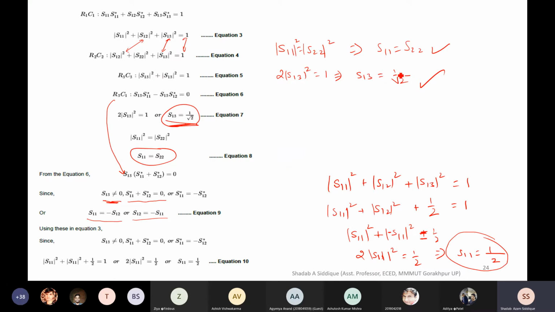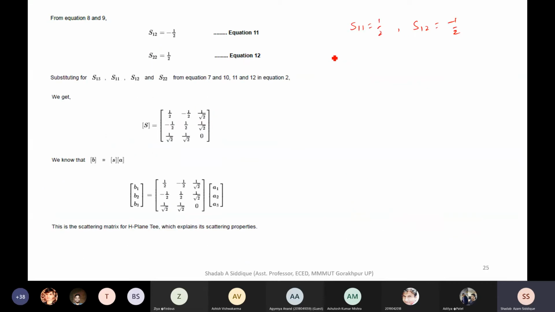We have just found out S13 is equal to half, and we have S11 is equal to S22. So we know that S11 is equal to S22, and that is also equal to half. So we can substitute all these into the S matrix, and we can find the matrix.